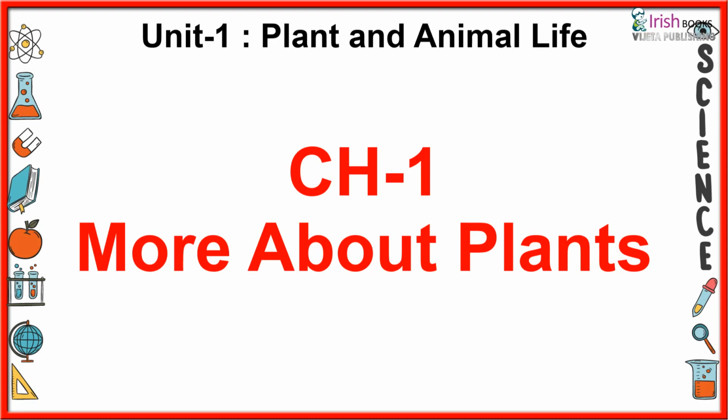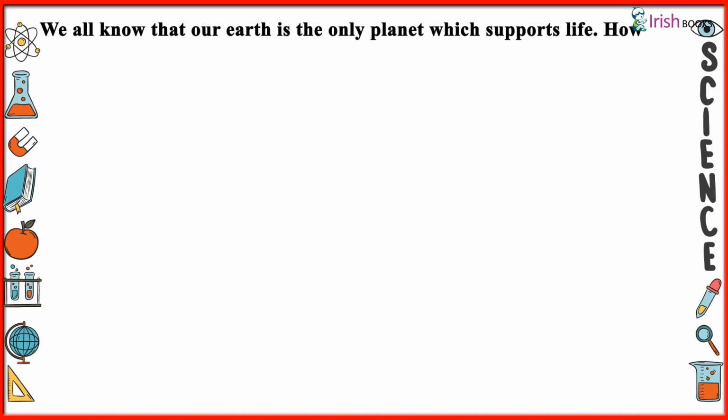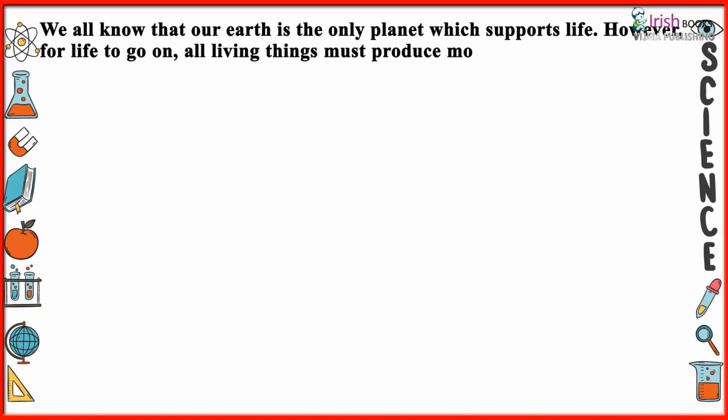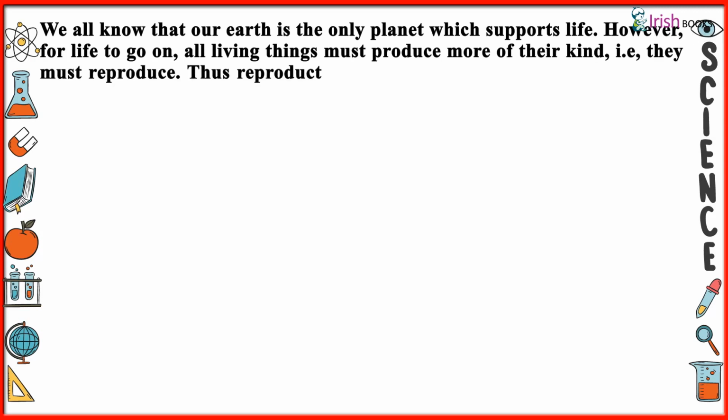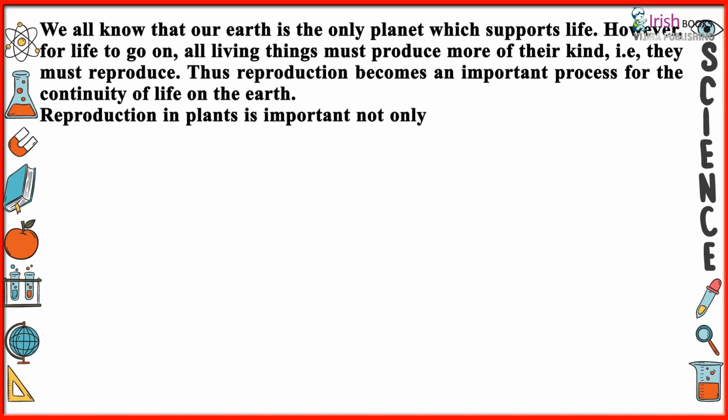Unit 1, Plant and Animal Life. Chapter 1, More about Plants. We all know that our Earth is the only planet which supports life. However, for life to go on, all living things must produce more of their kind. That is, they must reproduce. Thus, reproduction becomes an important process for the continuity of life on the Earth.